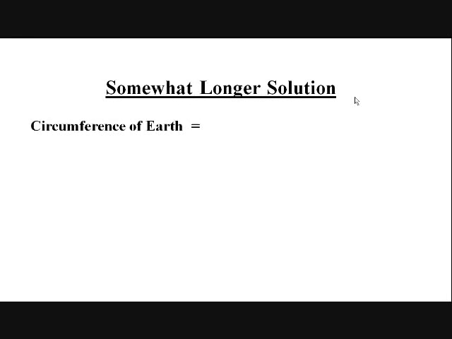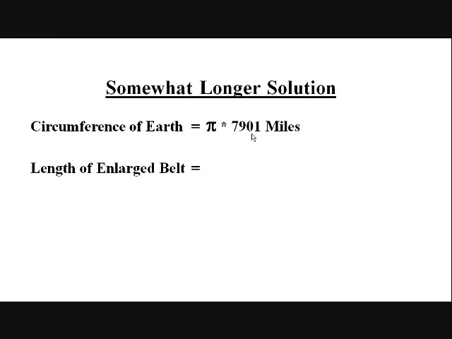The circumference of the earth is pi times bigger than the diameter. So it's pi times 7,901 miles. And the circumference of the earth, remember, is that distance around the equator. It's the distance of the smaller belt. And we want to compare that with the distance of the larger belt.